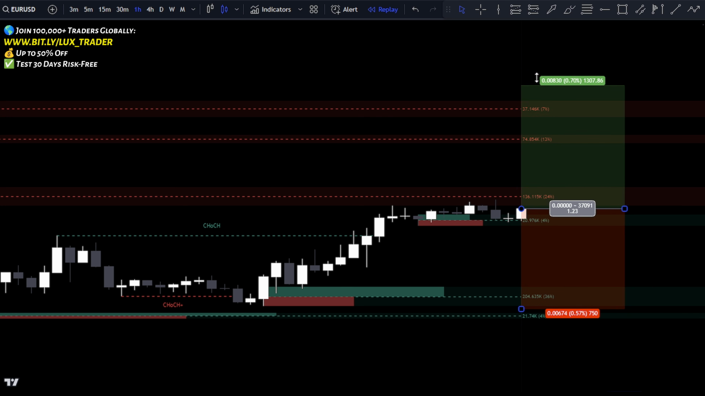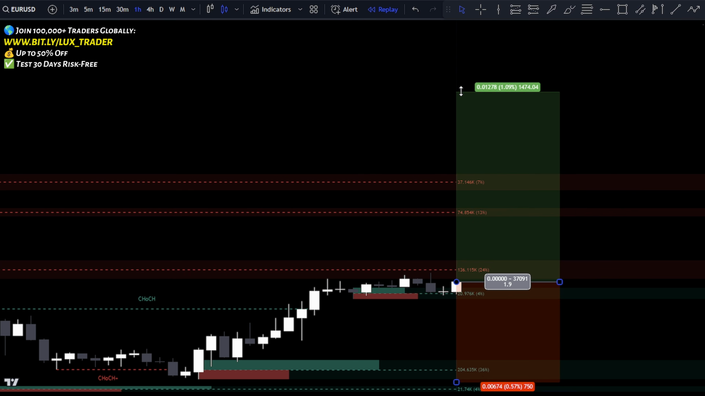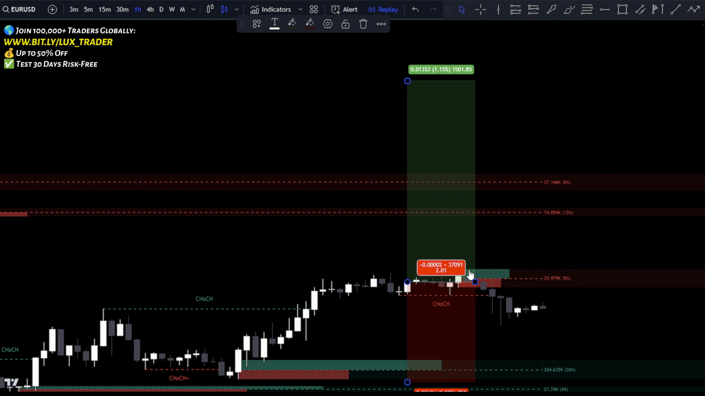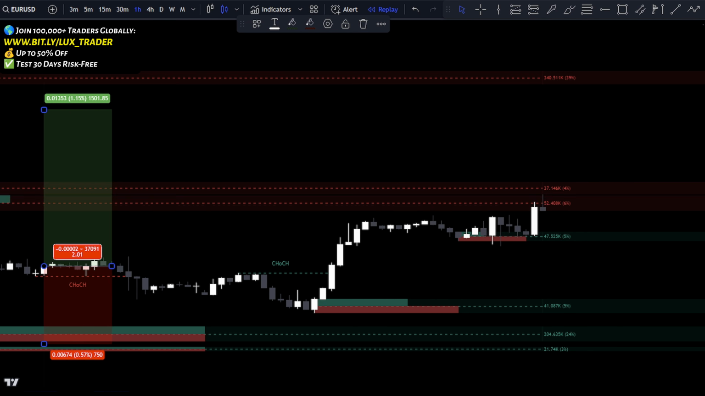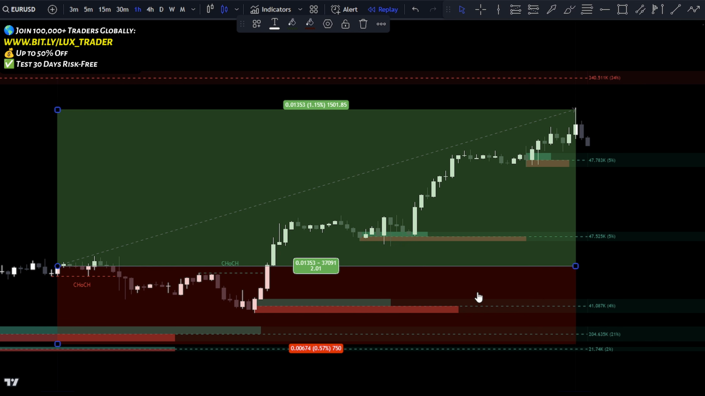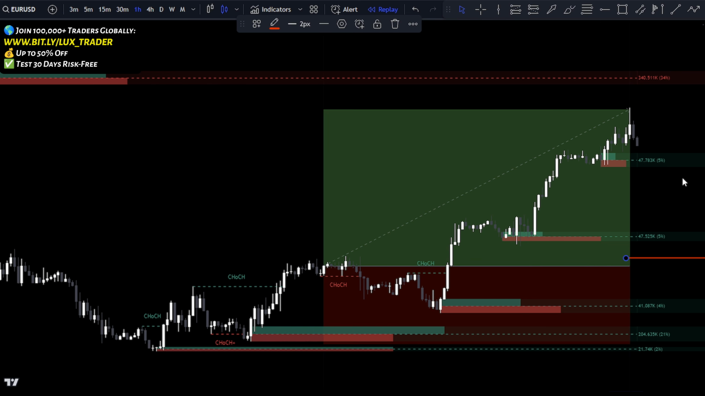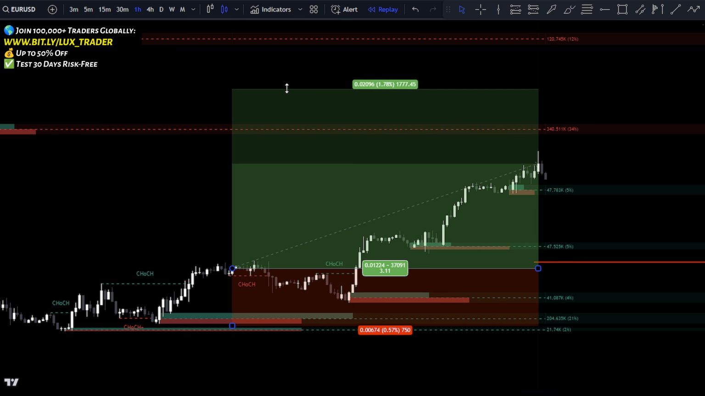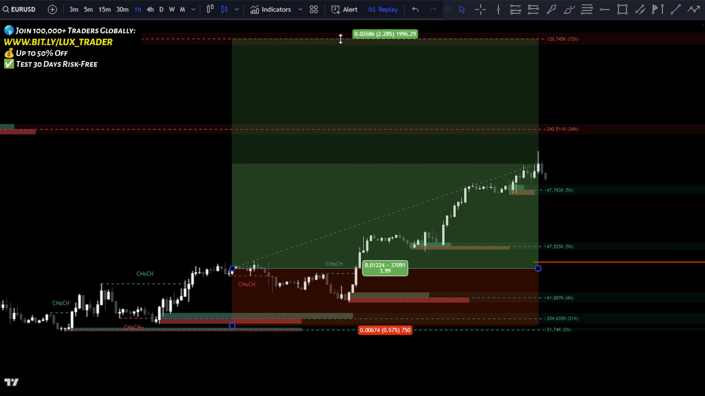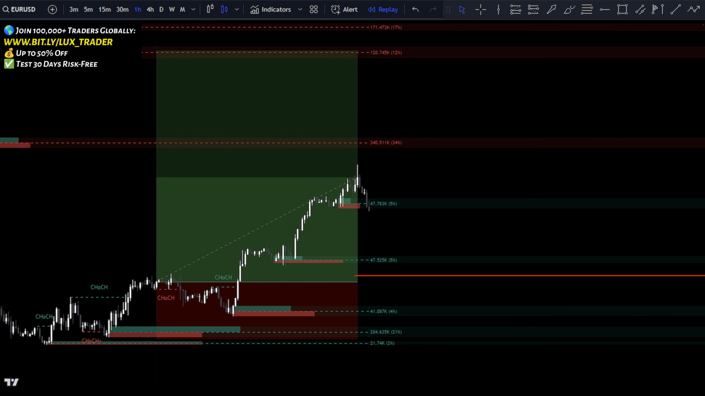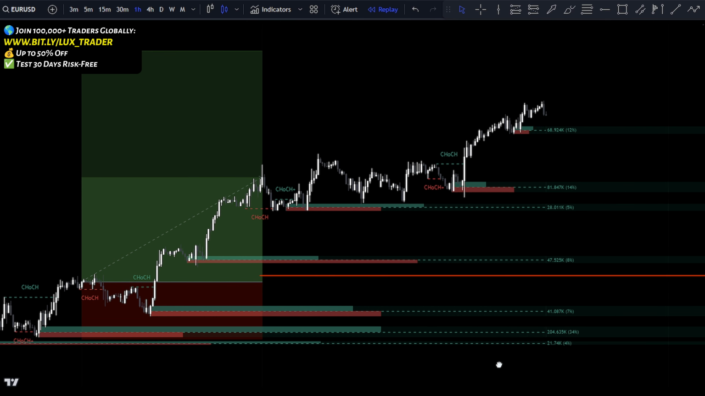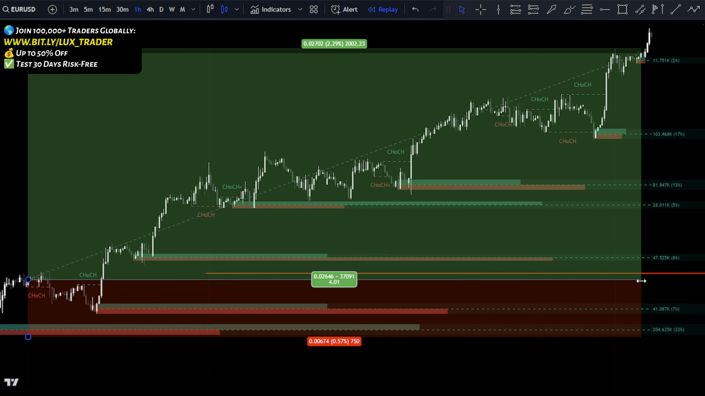For taking profits, we'll use two targets. For the first target, aim for a 1-to-2 risk-to-reward ratio. Once the price reaches this target, close half of your position and move your stop loss slightly above your entry price to lock in some profits. For the second target, aim for a 1-to-4 risk-to-reward ratio to maximize your potential gains.